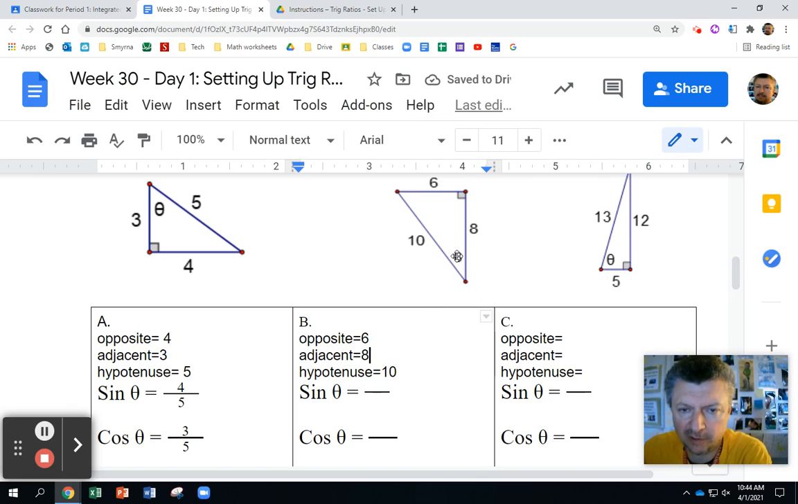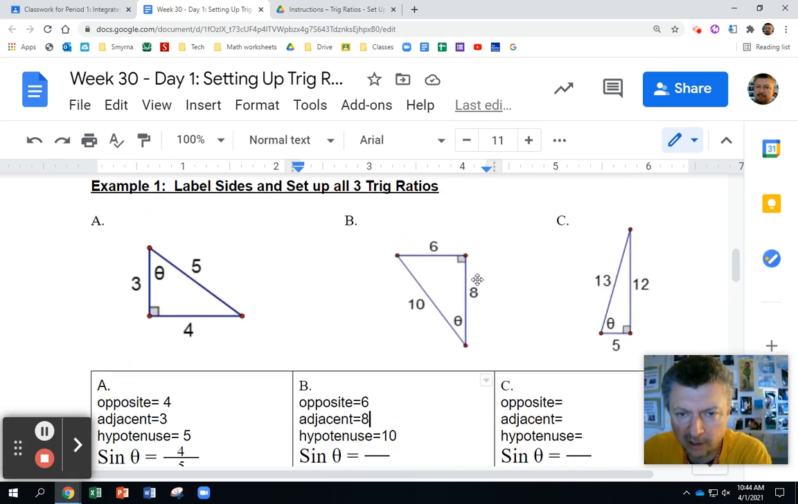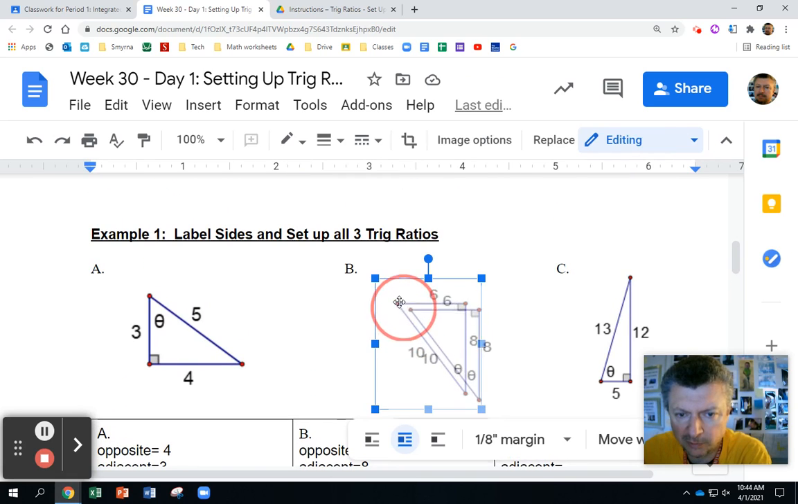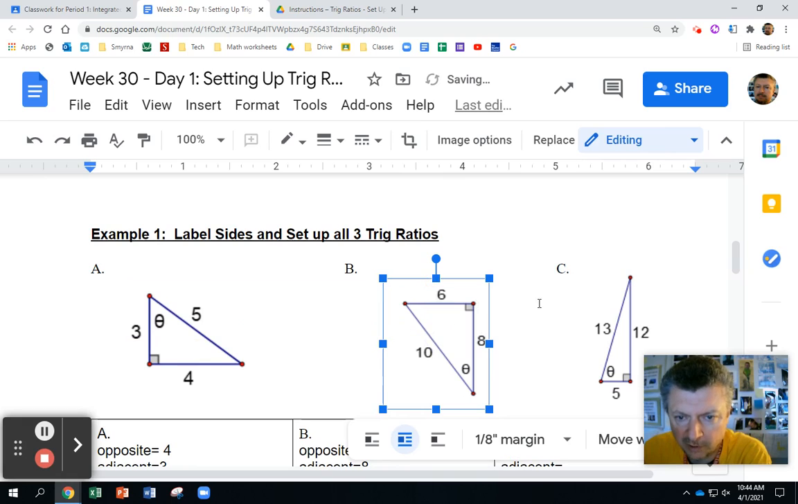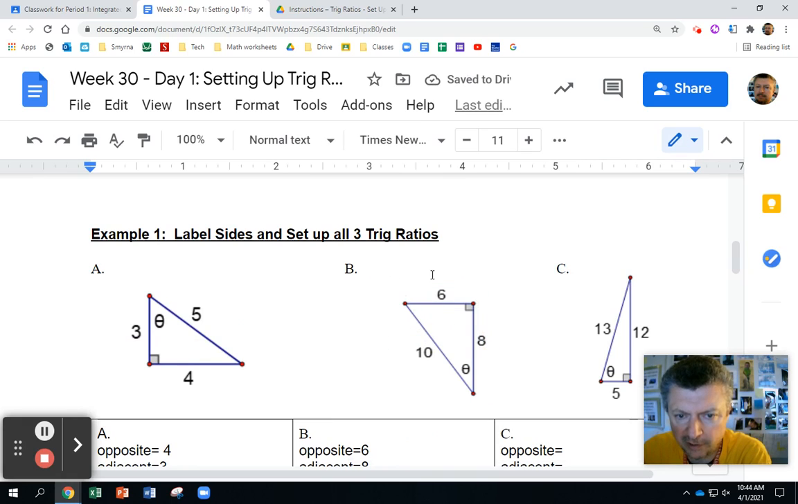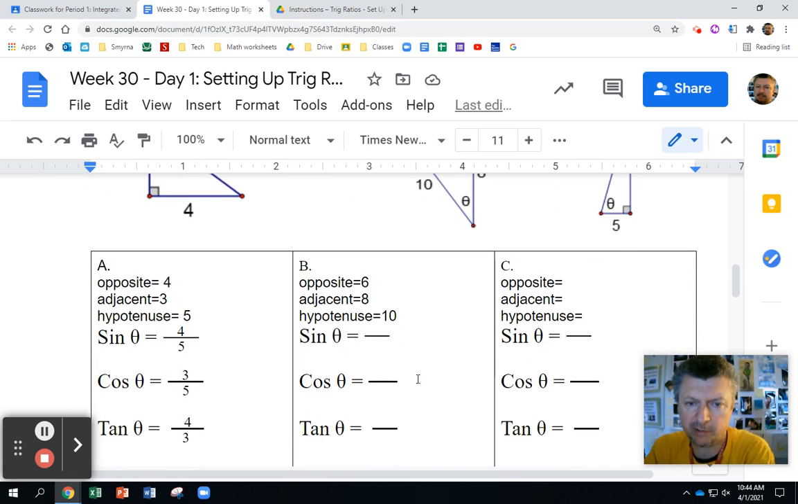Now let me mention one thing. We did the opposite of this is 6, right? Now if we were doing this angle over here, the opposite of that angle would be 8. So it does change depending on which angle you're looking at. Now the hypotenuse is always the same. All right, anyway, so we found this.